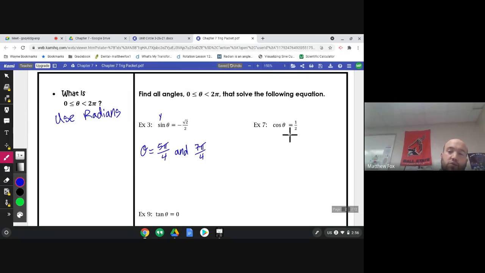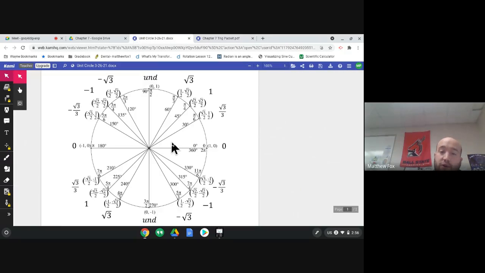All right, the next one, cosine of theta equals 1/2. So remember, cosines are x. So we go here, where is our x 1/2? That'd be up here at pi over 3. Also down here at 5 pi over 3.